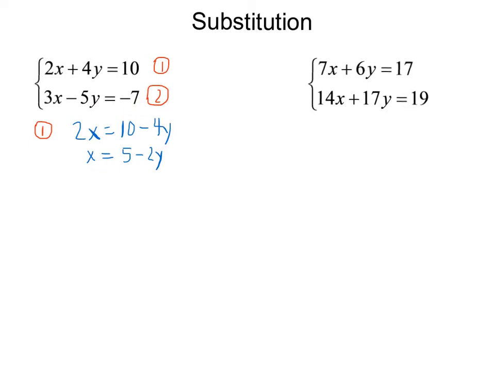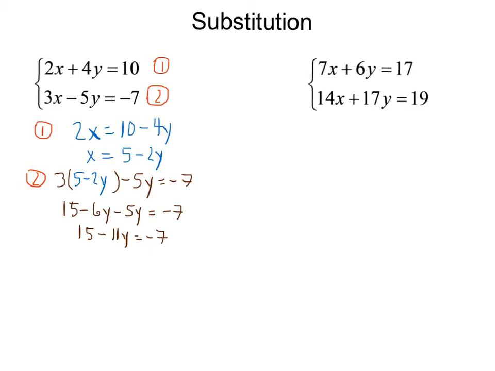So I'm going to rewrite equation 2 now, but leave a space for the x. So I'm just copying down the equation, 3x minus 5y equals negative 7. And now for that x, we know that x is 5 minus 2y. So let's plug that in. Substitute that in. Now let's distribute across here. Gather our like terms.